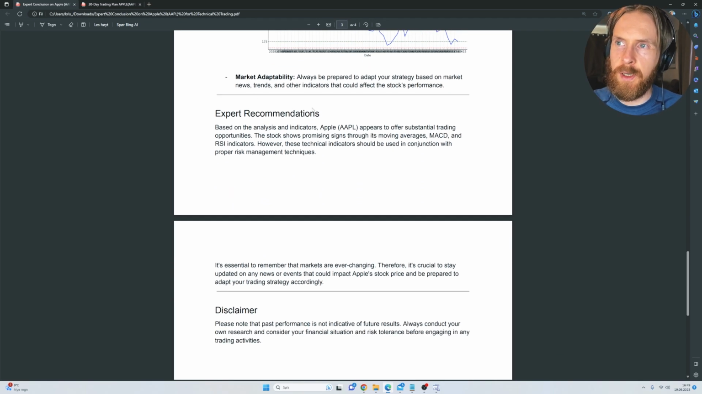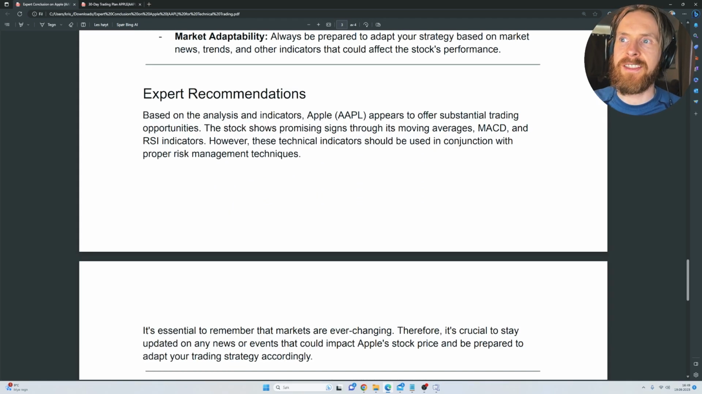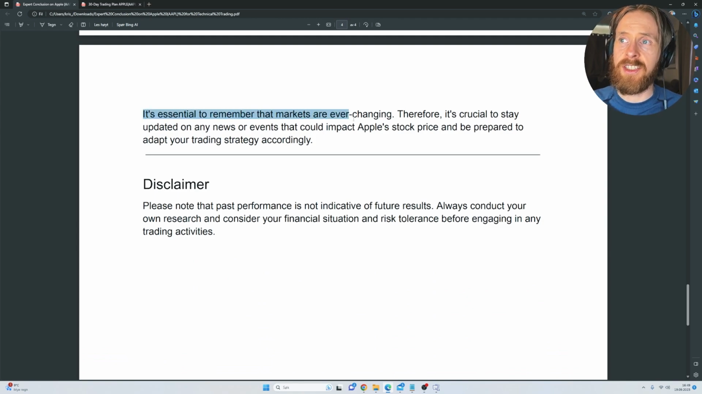But if we look at the expert recommendations, based on the analysis and indicators, Apple appears to offer substantial trading opportunities. The stock shows promising signs through moving averages, MACD and RSI indicators. However, these technical indicators should be used in conjunction with proper risk management techniques. It's essential to remember that markets are ever-changing. Therefore, it's crucial to stay updated on any news and events that could impact Apple's stock price and be prepared to adapt your strategy accordingly. And there's a disclaimer here. I thought that was pretty cool.